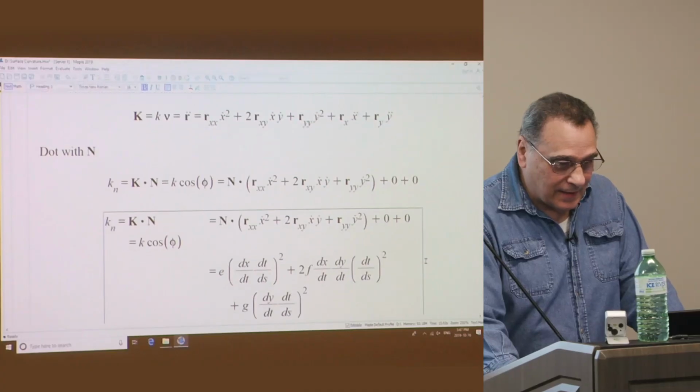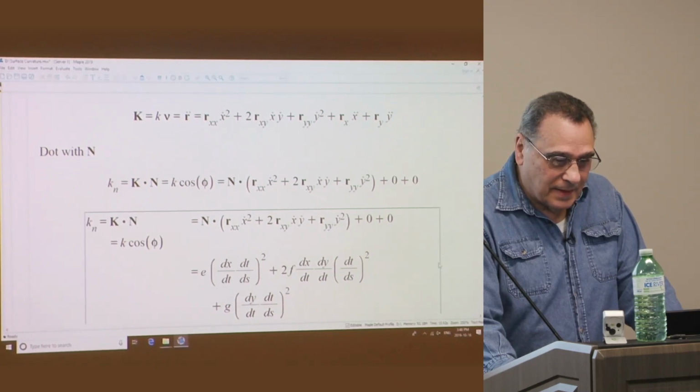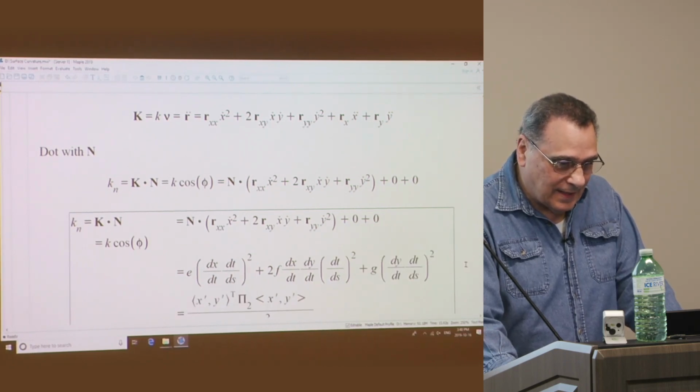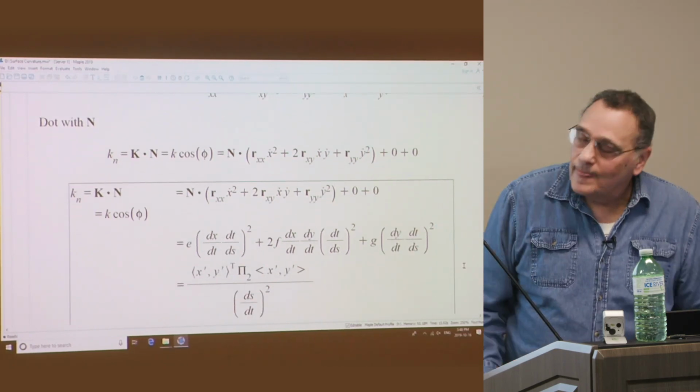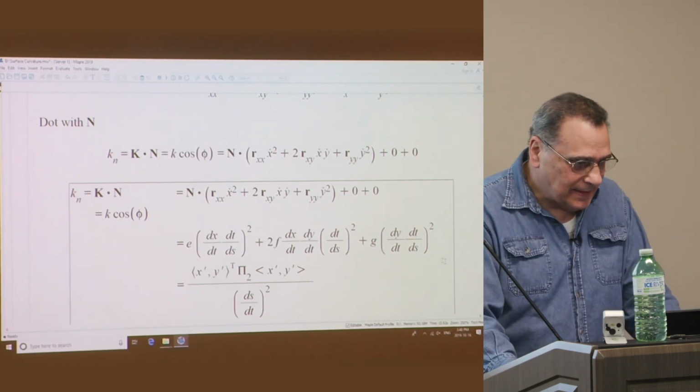Oh, got to make this box bigger. Got to make this box bigger. Oh, does that fit? Yeah, that's good. Okay. Well, not quite. Got to make this side bigger.